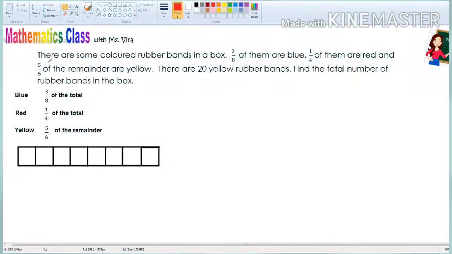Today in our lesson we are going to solve a word problem related to fractions. Let's start. There are some colored rubber bands in a box. 3/8 of them are blue, a quarter of them are red, and 5/6 of the remainder are yellow. There are 20 yellow rubber bands. Find the total number of rubber bands in the box.